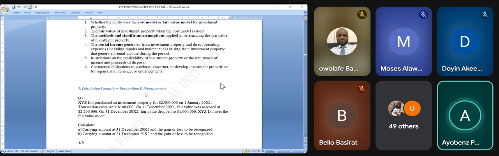The company uses the fair value model. Calculate the carrying amount as at 31st December 2021 and the gain or loss to be recognized. Can you quickly do this, please? It's not difficult. If you just know it, just tell me the answer.